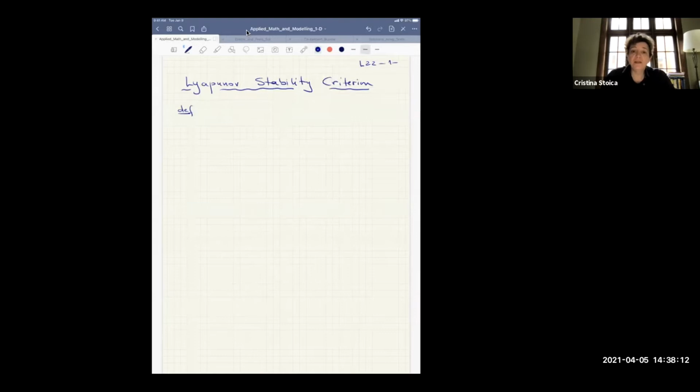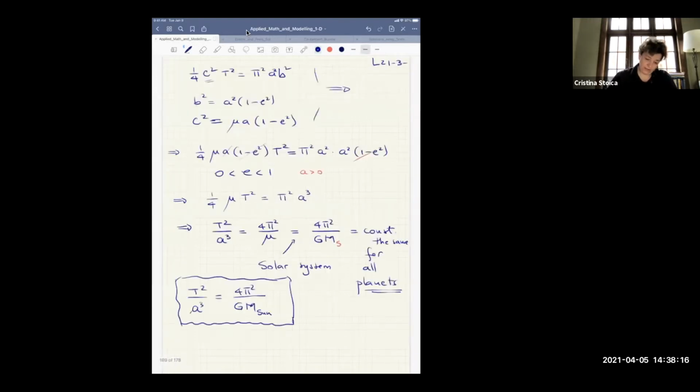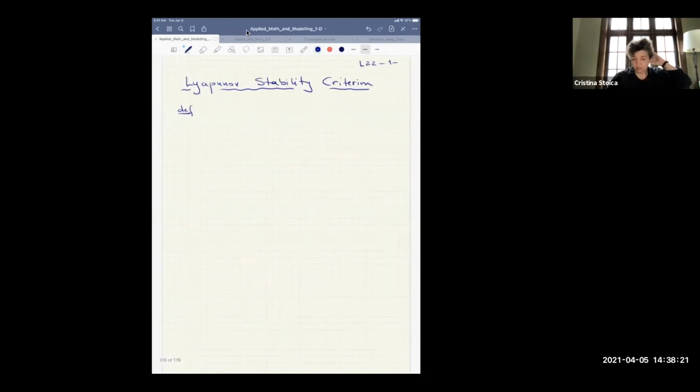So today we're doing Lyapunov stability. Last time we finished with Kepler's laws. So this is the last item of this course, as I was saying. First of all, we did stability of equilibria for nonlinear ODEs with that thing with the eigenvalues, okay?